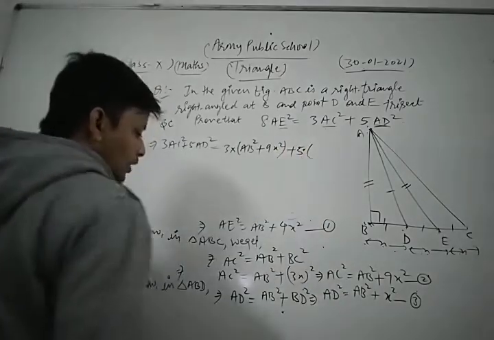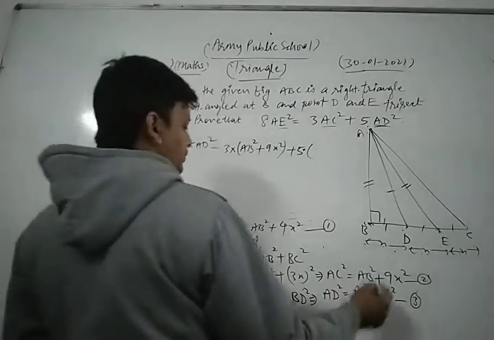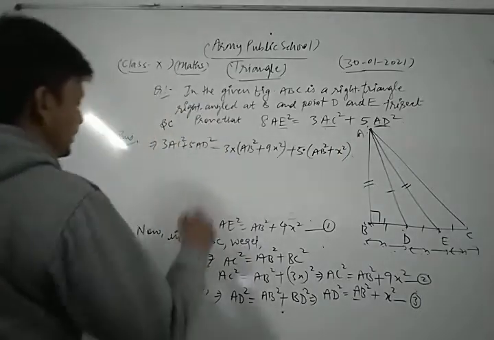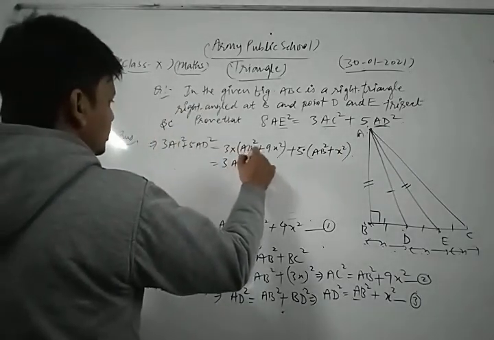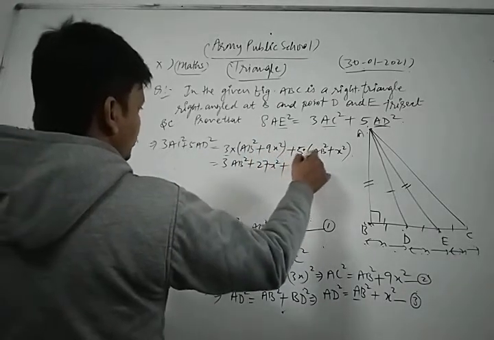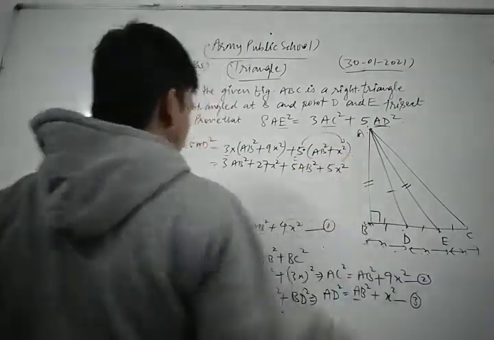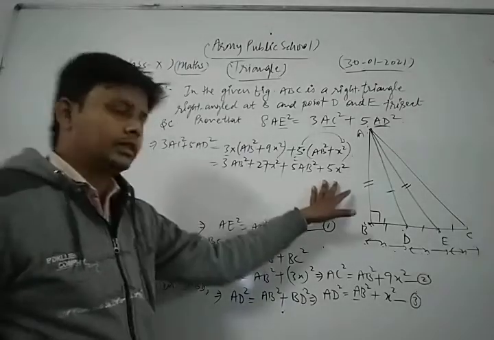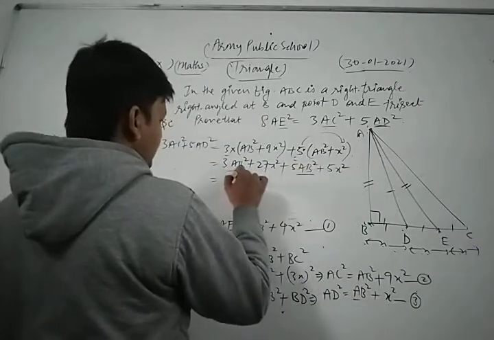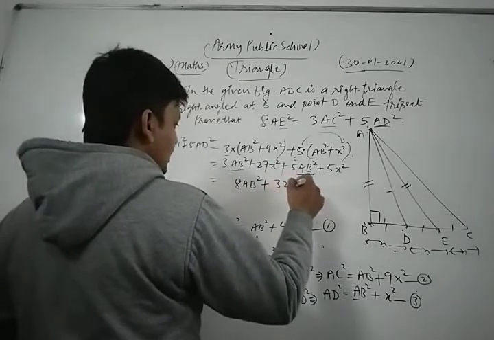So 5 into AD square. The value of AD square is AB square plus x square. Now we multiply them. So we get 3 into AB square plus 27x square plus 5 into AB square plus 5 into x square. This is AB square, this is AB square. This is 8 into AB square plus 32x square.